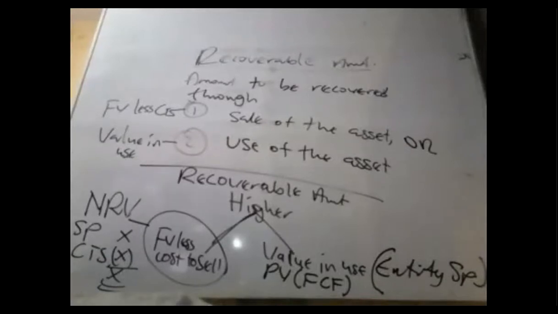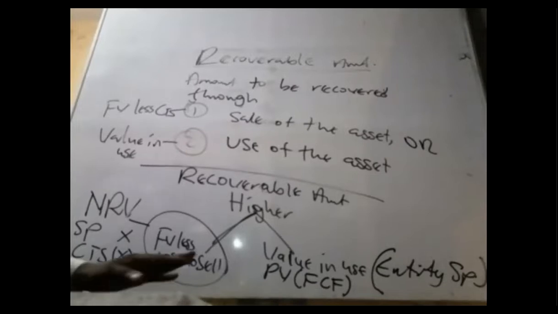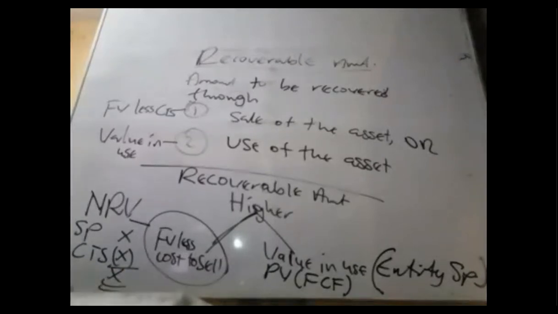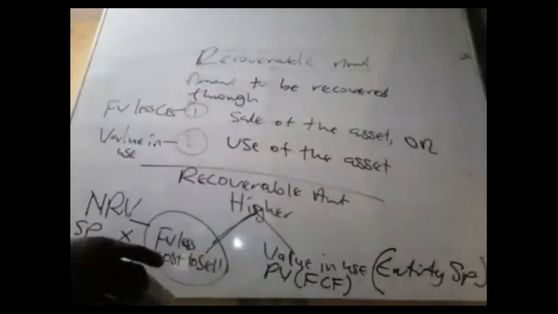Okay. So basically, that is that. Now let's continue to step three. That is the impairment itself, recognition of impairment. So step three is the recognition of impairment.